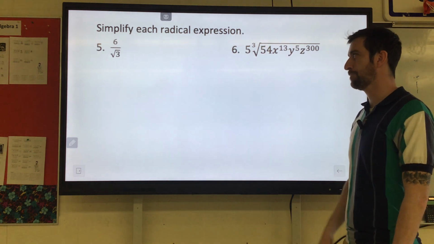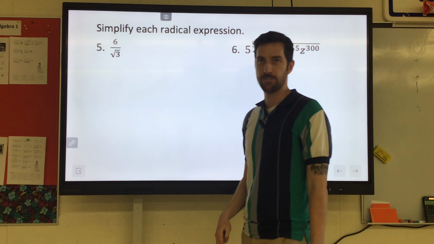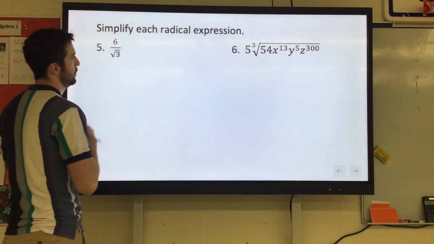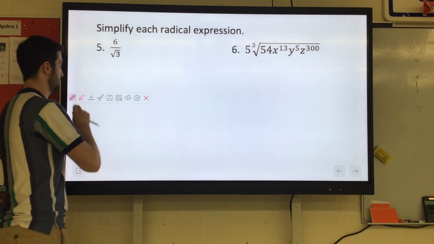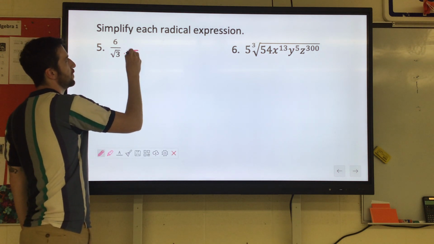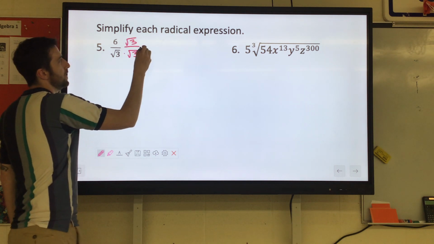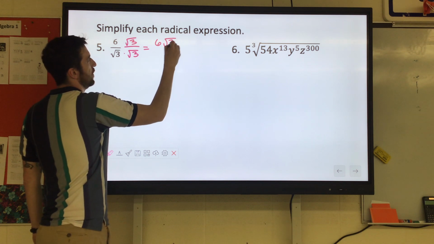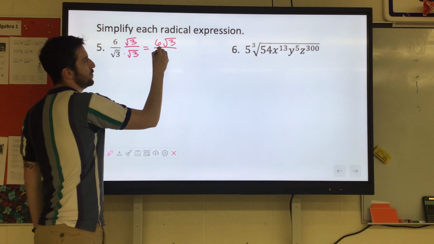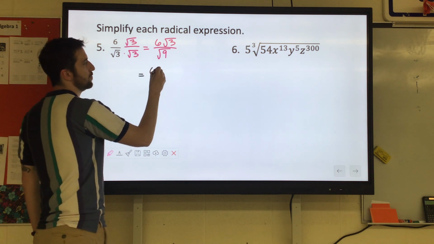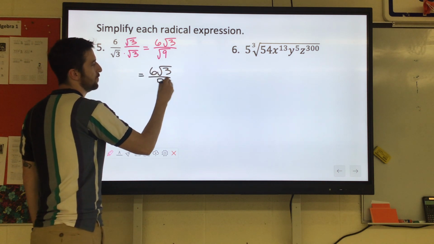All right, here we go. You can't leave radicals in the denominator. You know this. We've done this pretty recently. So what you do is you turn it into a perfect square by rationalizing the denominator. If I multiply by root 3 on top and bottom, this becomes 6 root 3 over root 3 times root 3, which is root 9, and the square root of 9 is 3. So we have 6 root 3 over 3.